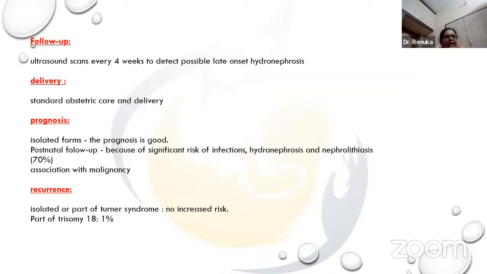Prognosis of a horseshoe kidney as such is very good if we have ruled out chromosomal abnormalities. Coming to recurrence risk, if it is isolated or if it is a part of Turner syndrome, there is no increased risk. But if it is part of trisomy 18, then it has a risk of about 1% extra from the baseline population.